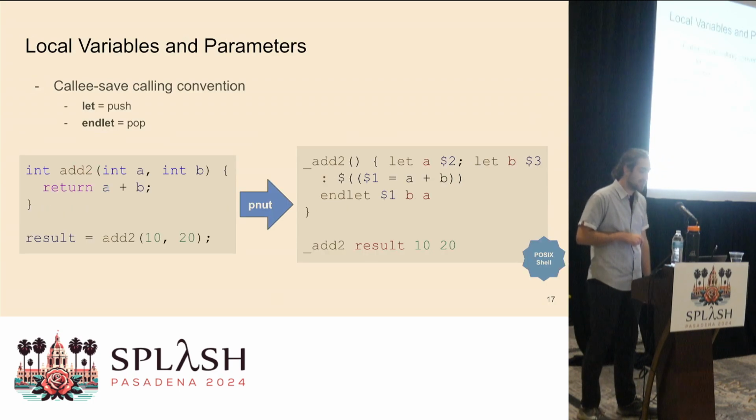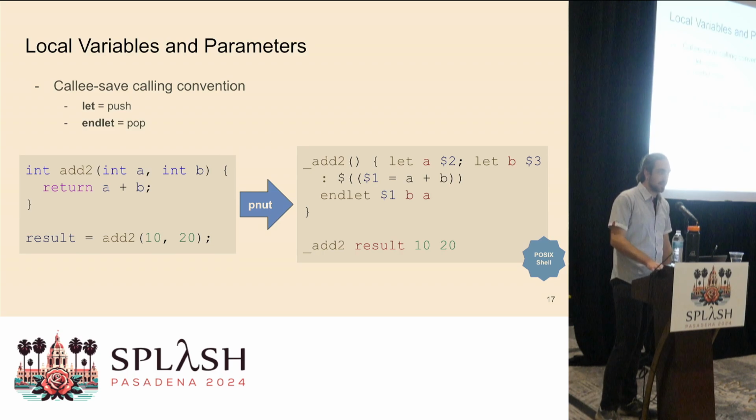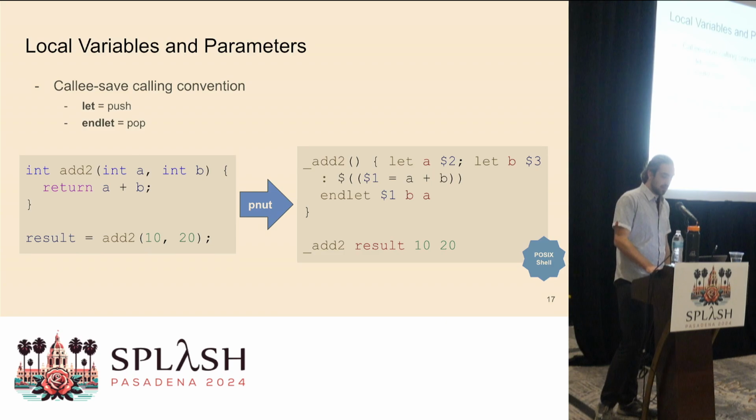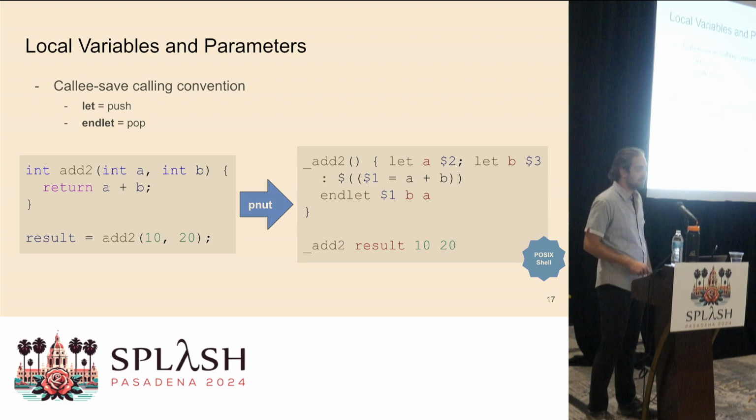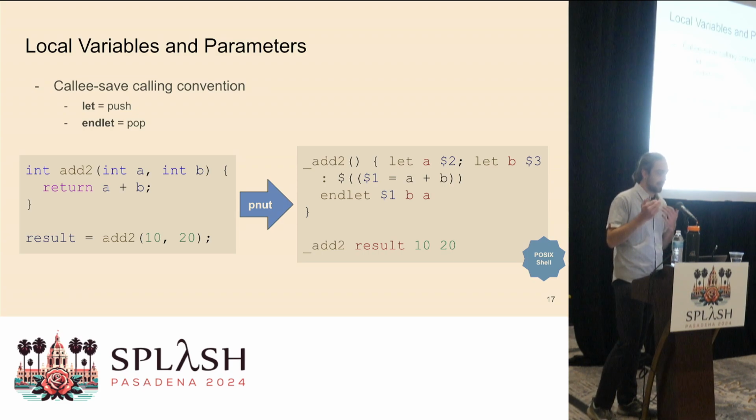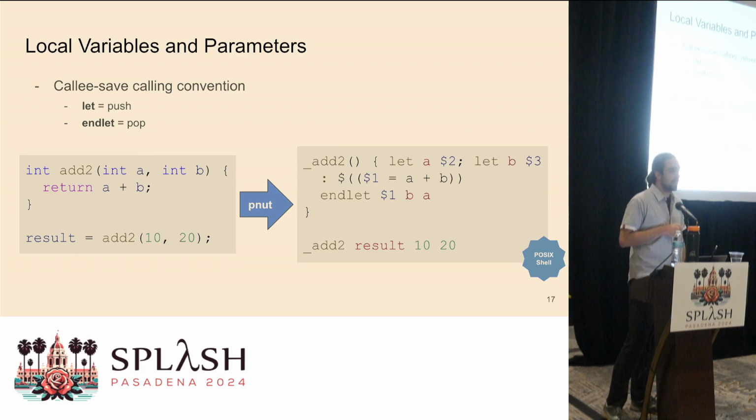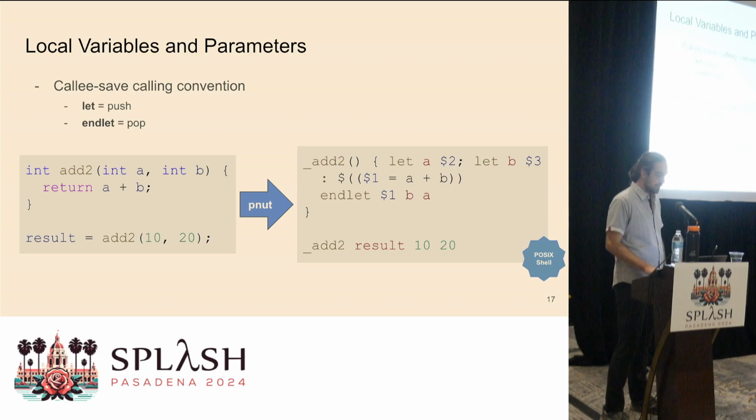And then for local variables and parameters, we just use a callee save calling convention. So whenever a function wants to use a variable, it first has to save the value, and then before returning, it has to restore the value of the variable. We give nicer names to these push and pop operations that happen on a stack. So let pushes the value of a variable and initializes it, and then end let does the opposite at the end of a function call and restores the original value. That can be a little bit slow because for every local variable you have a shell function call.